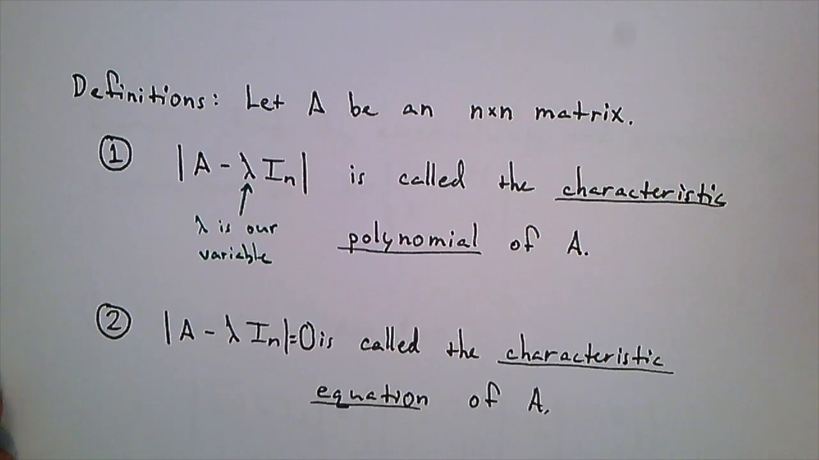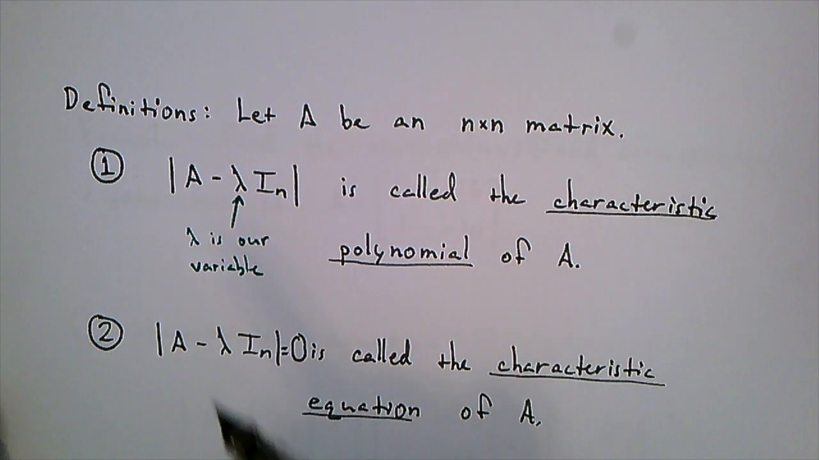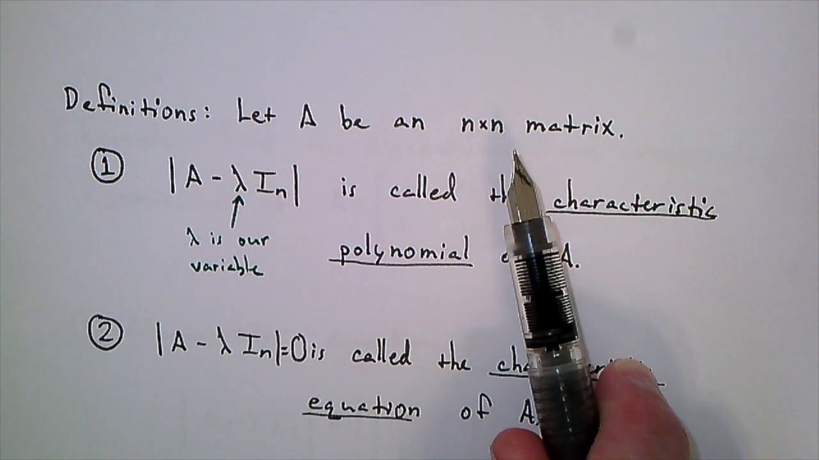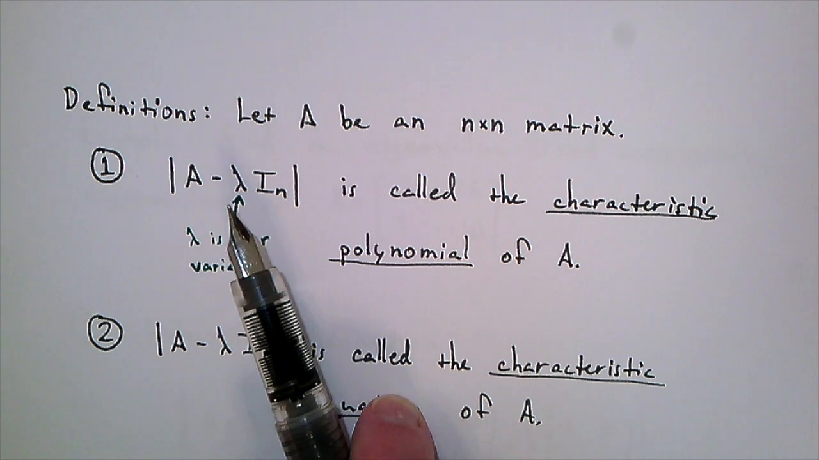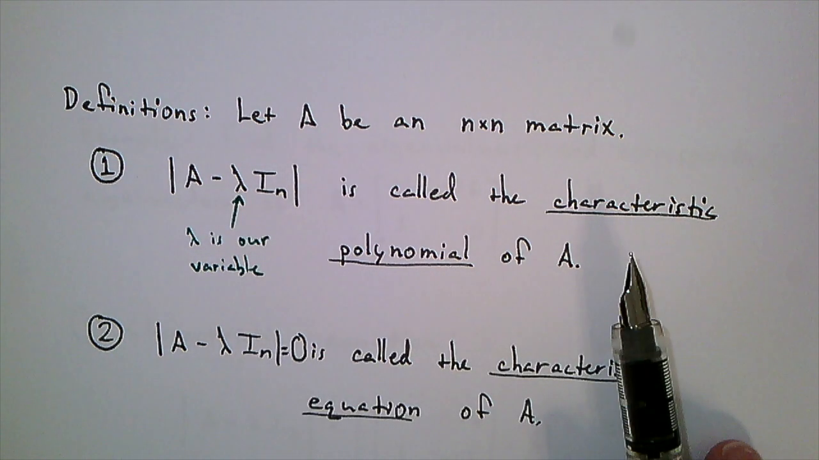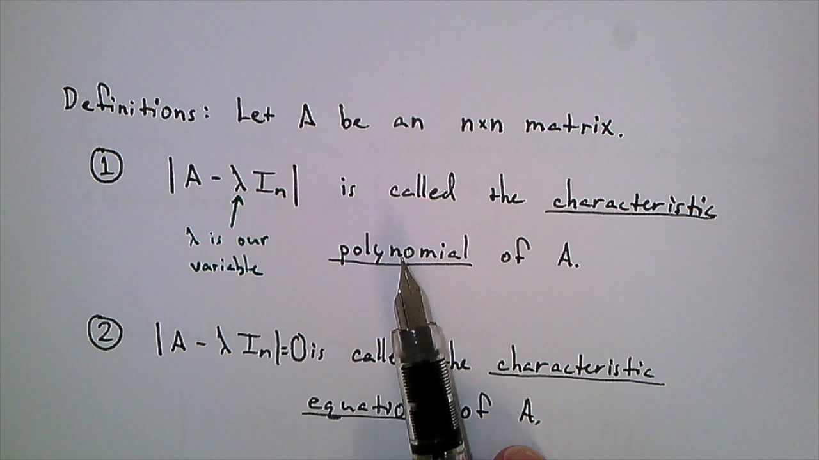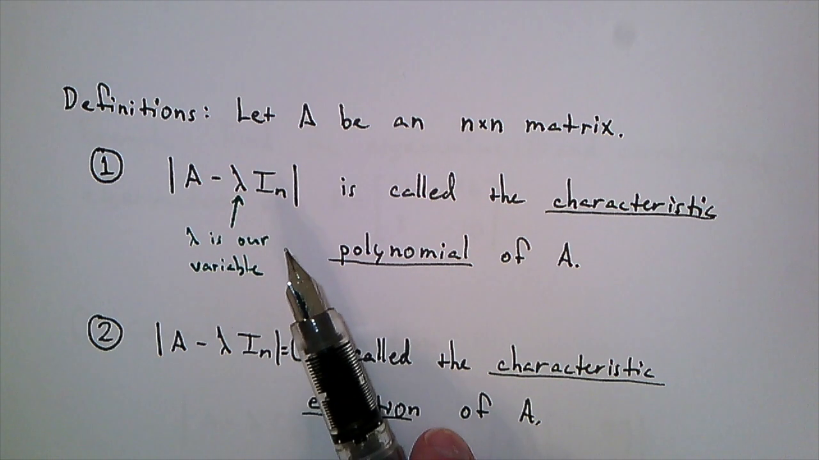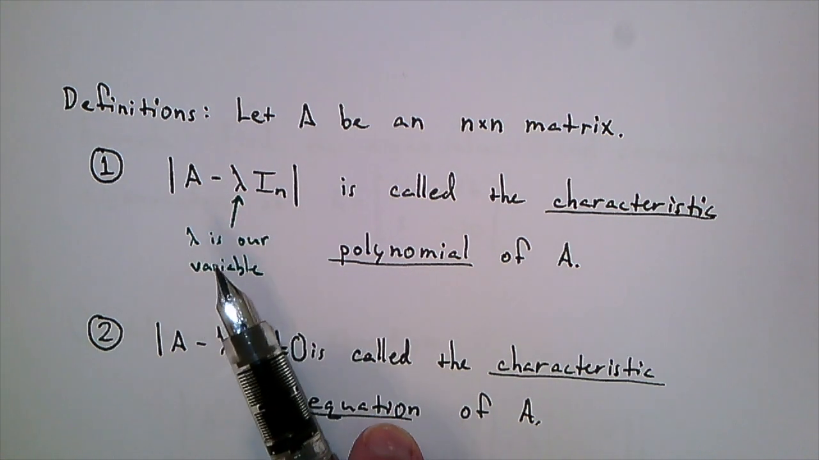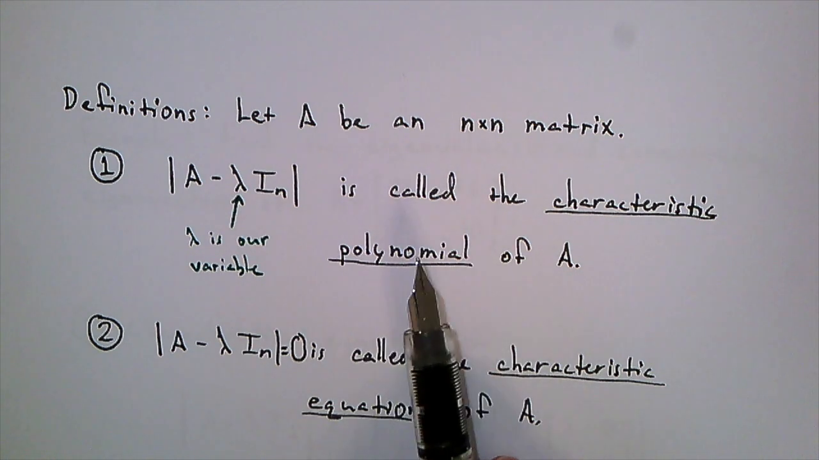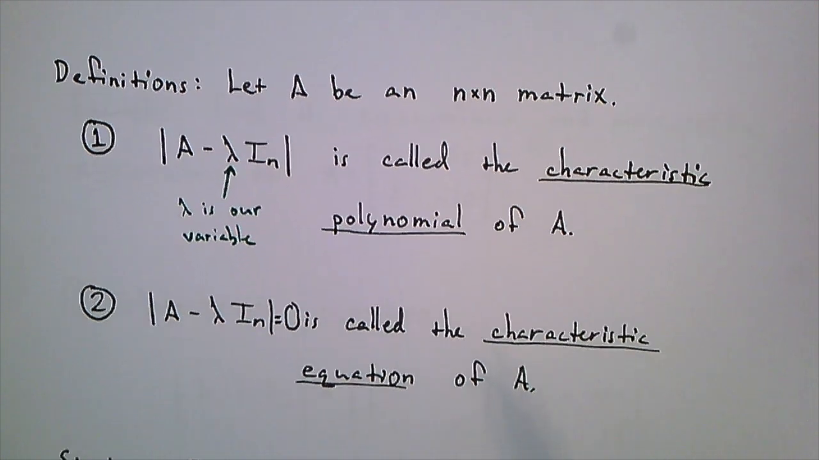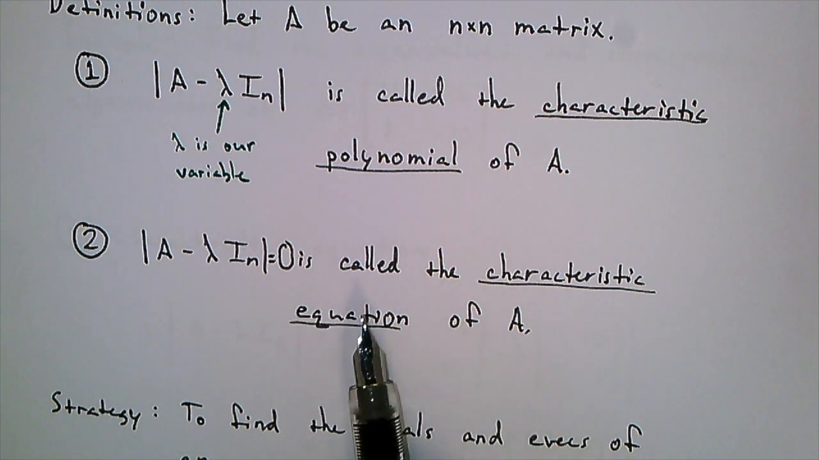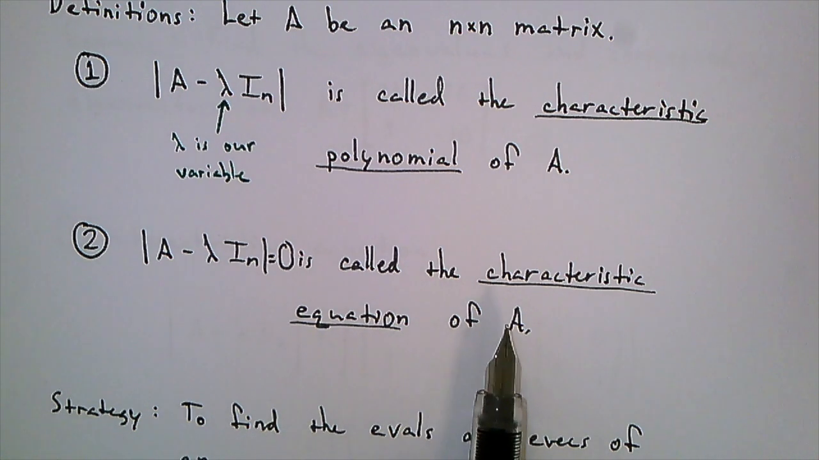Let's give a few of these things names. A is still going to be a square matrix, an n by n matrix. This determinant that I've been talking about, A minus lambda I_n, has a special name. It's called the characteristic polynomial. The idea here is when you calculate this determinant, you're going to end up with an expression with lambda as a variable. You're actually going to end up with a polynomial. And then the equation setting the determinant equal to 0 is what's called the characteristic equation of A.